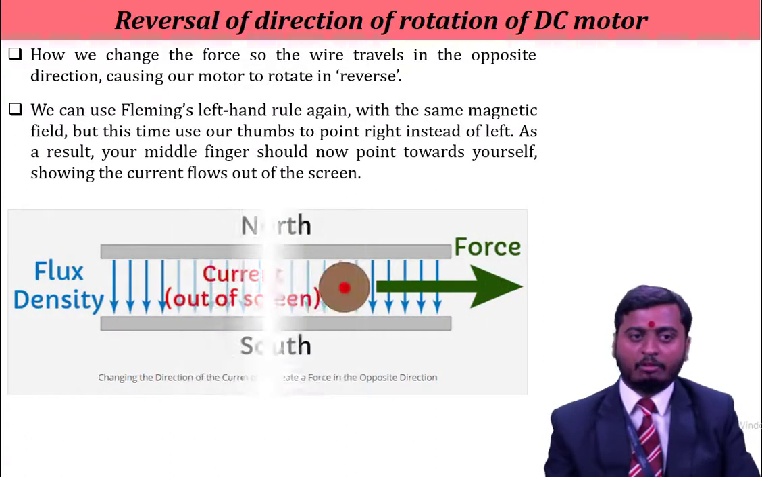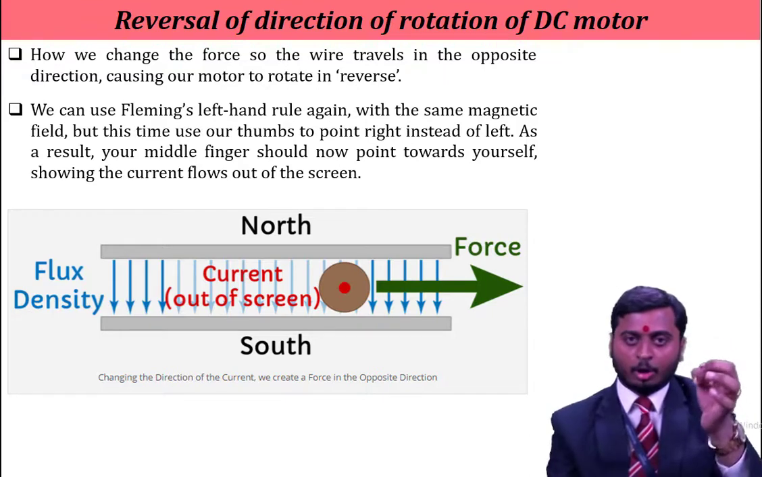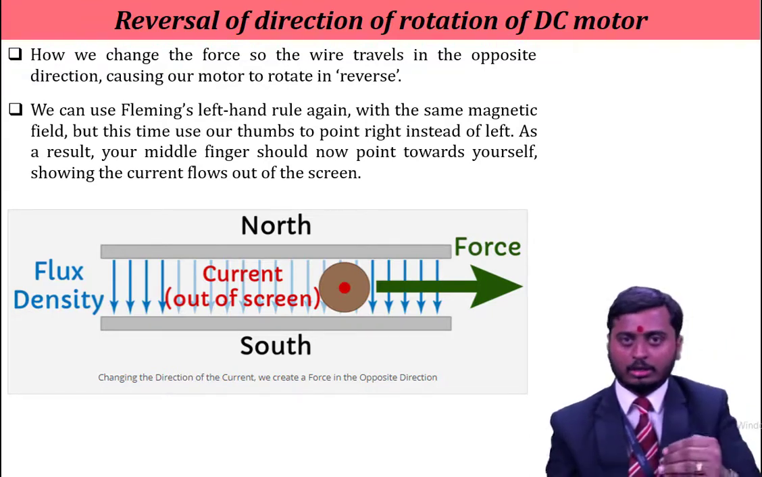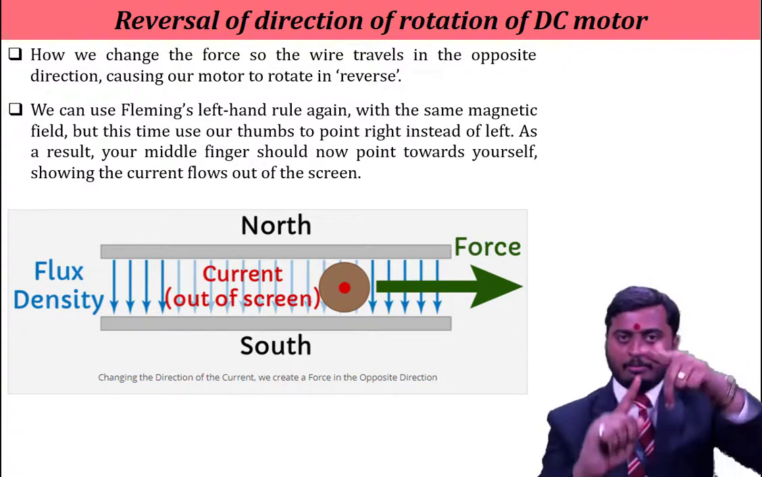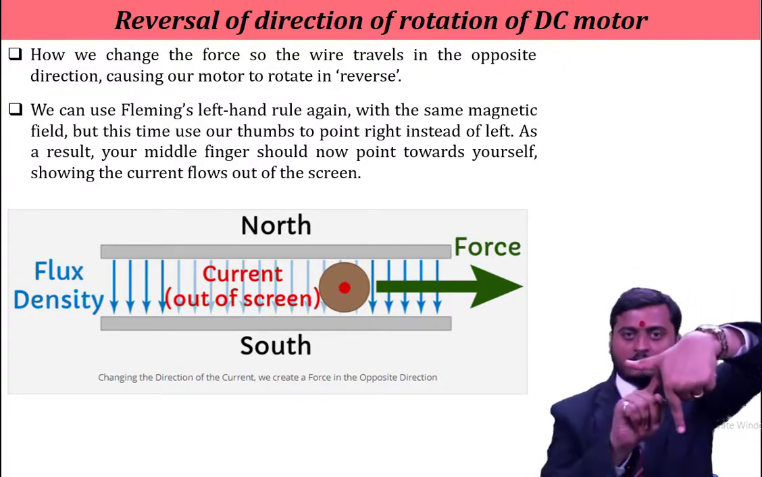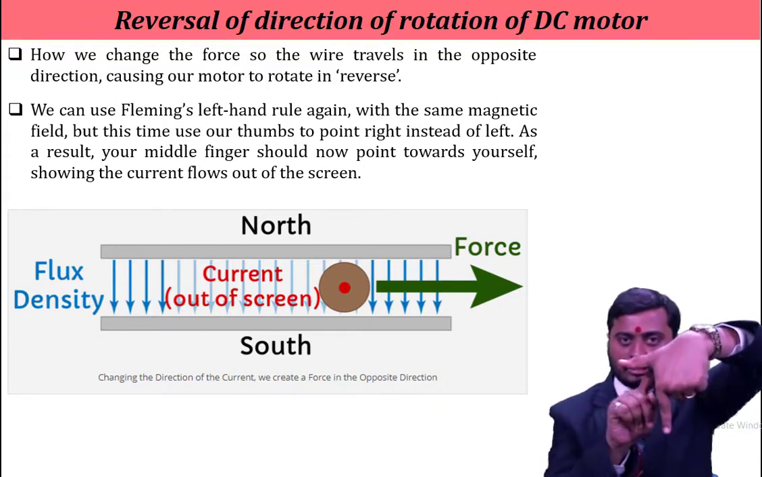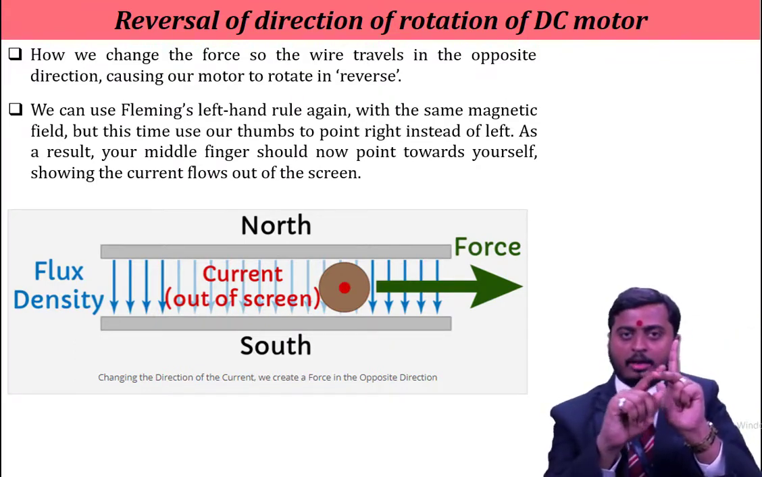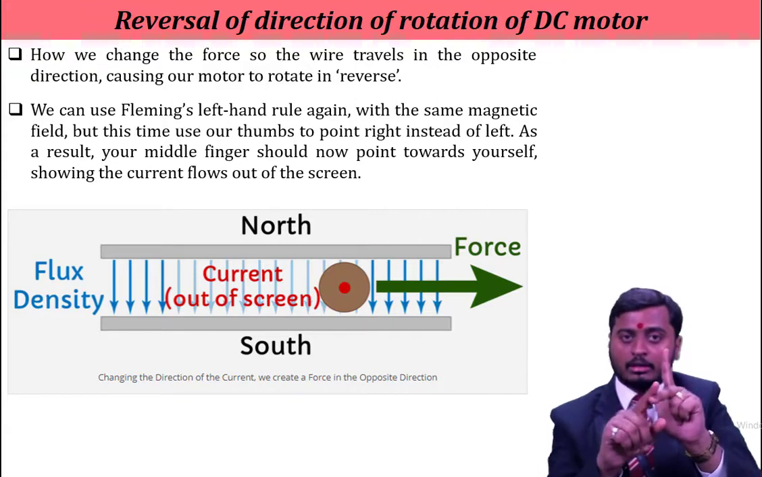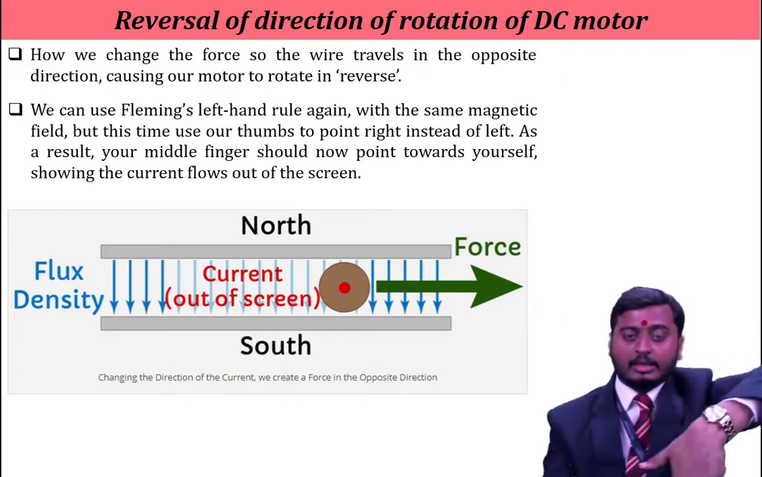Here again we have to apply Fleming's left hand rule. Now what I did: the direction of the field is the same, that is from north to south, from upward to downward. So F, B, I. So this B will be like this. Now this thumb denotes your force, so it will be in the right hand side direction from the screen point of view. And this finger, the middle finger, denotes the direction of the current. So here you will observe that the current is coming outside, that is, outside the screen.